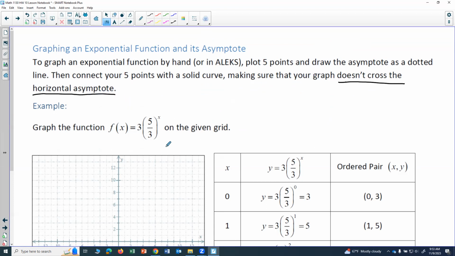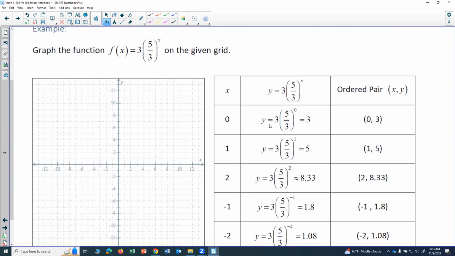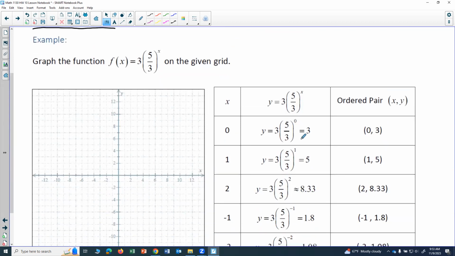So our first example is f of x equals 3 times 5/3 to the x. And what I've done is I've actually made a table of points here. On the next example, we'll fill in the table ourselves. But basically what you want to do is you want to choose some x values. 0 is a really great one to use.